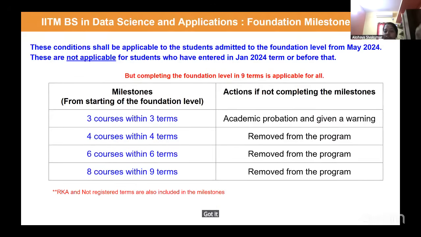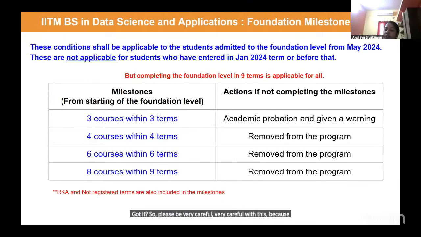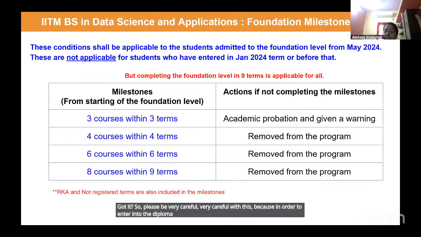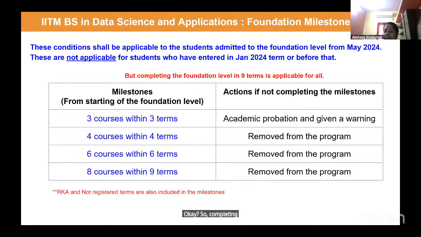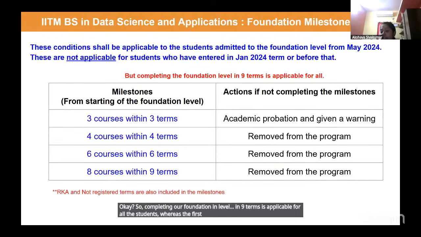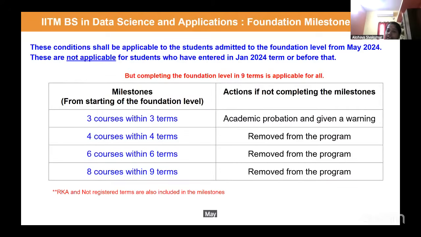Got it? Please be very careful with this, because in order to enter the diploma level, these checkpoints have to be satisfied no matter what. Completing the foundation level in 9 terms is applicable for all the students, whereas the first 3 checkpoints are applicable for the students who have entered the foundation from May 2024, that is, the 24 F2 IDs.